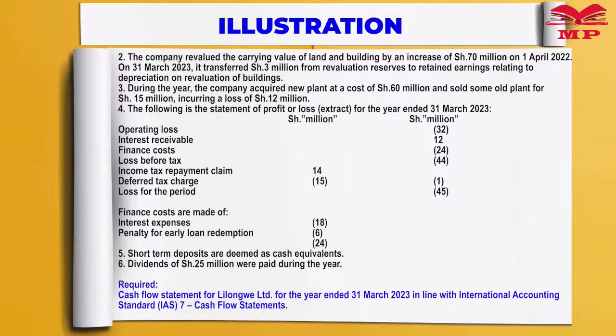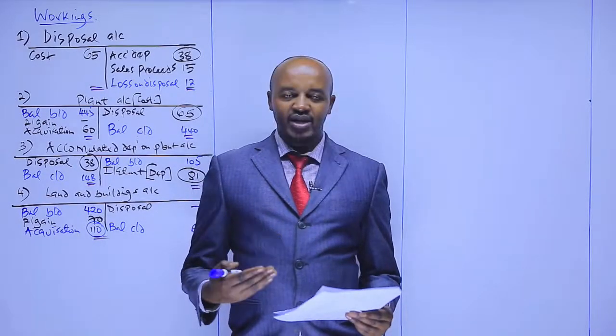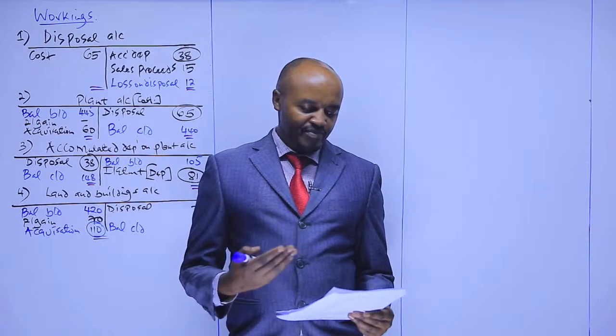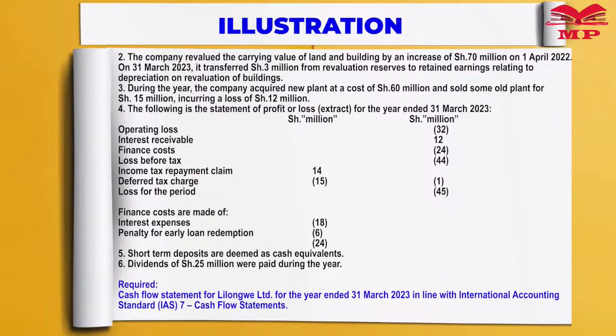The finance cost, which we have in the income statement up there, the figure of 24, included the interest expense and also the penalty on early redemption. So this penalty on early redemption is basically a penalty which the company paid to the bondholders for redeeming the loan notes early. So basically this is an operating expense. And then number 5, we are told the short-term deposits are deemed to be cash equivalents.